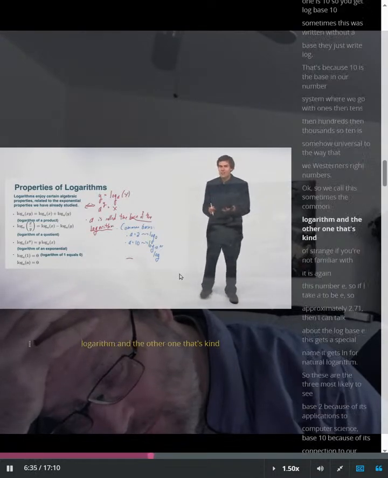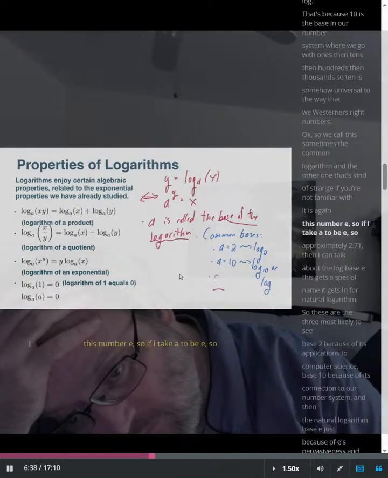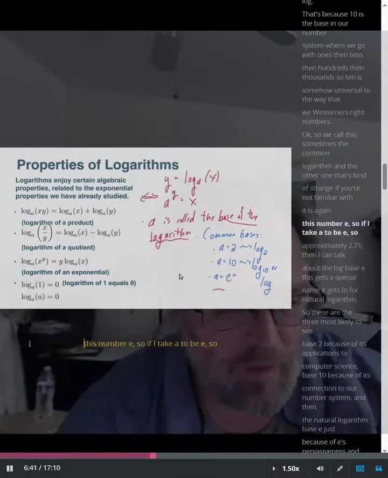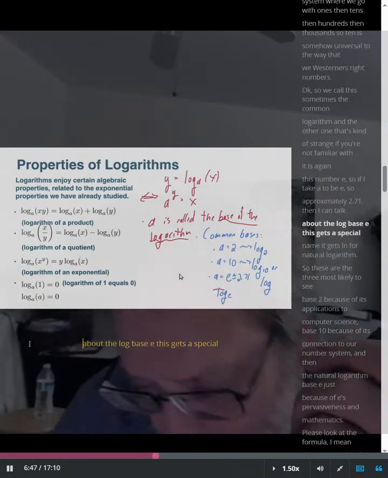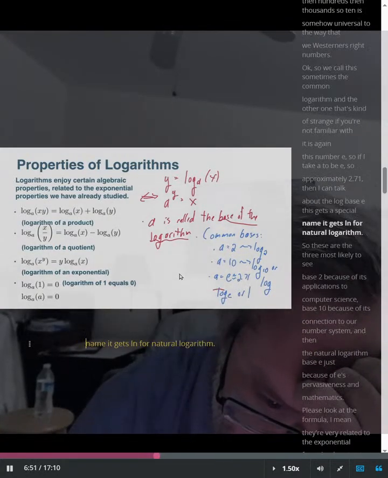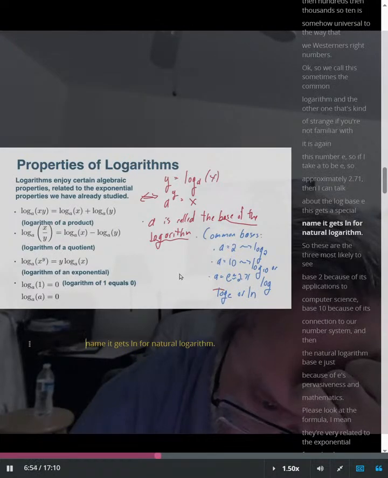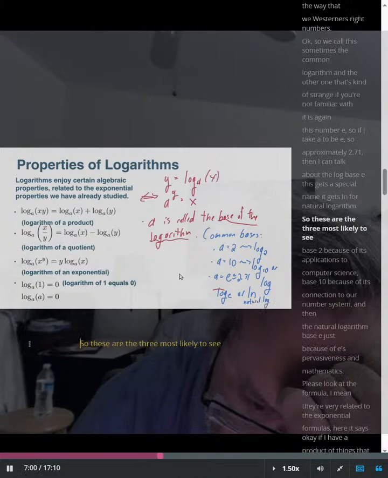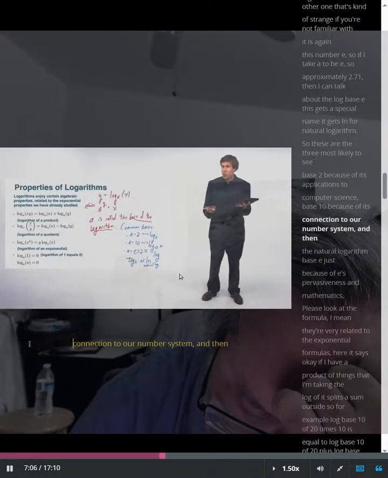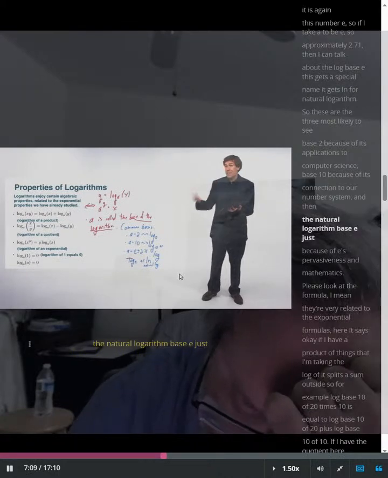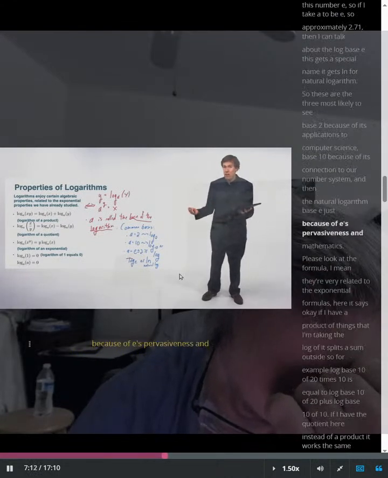And then the other one that's kind of strange, if you're not familiar with it, is again this number e. So if I take a to be e, so approximately 2.71, then I can talk about the log base e. This gets a special name. It gets ln for natural logarithm. So these are the 3 you're most likely to see. Base 2 because of its applications to computer science, base 10 because of its connection to our number system, and then the natural logarithm base e just because of e's pervasiveness in mathematics.